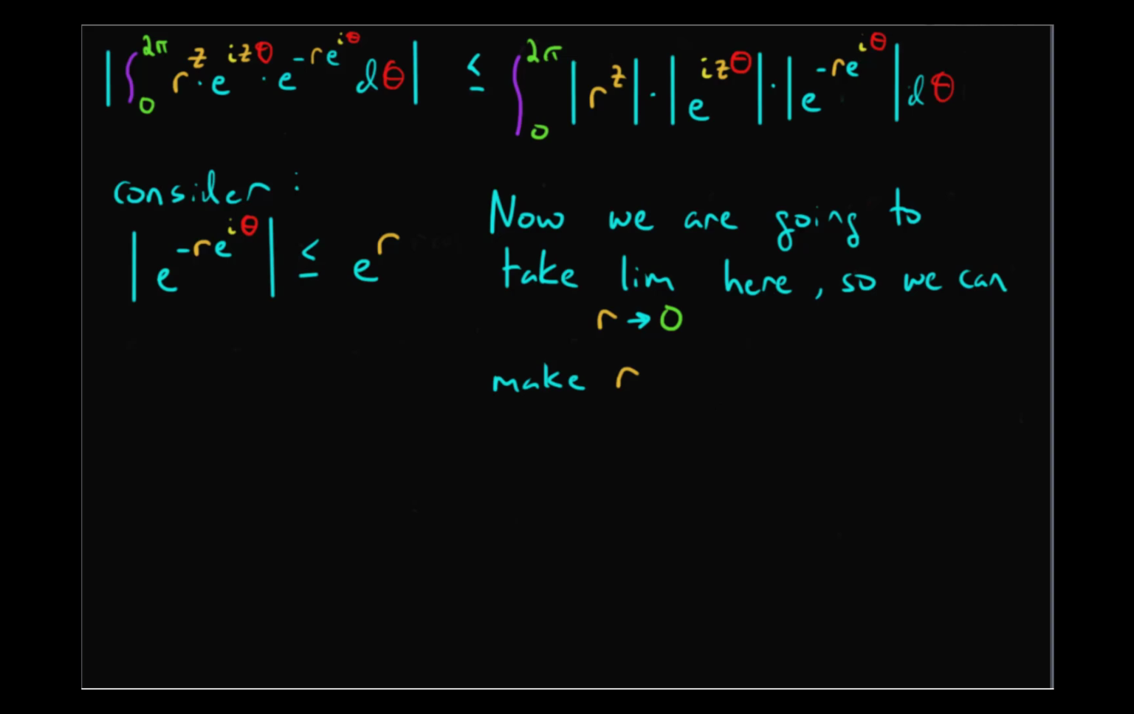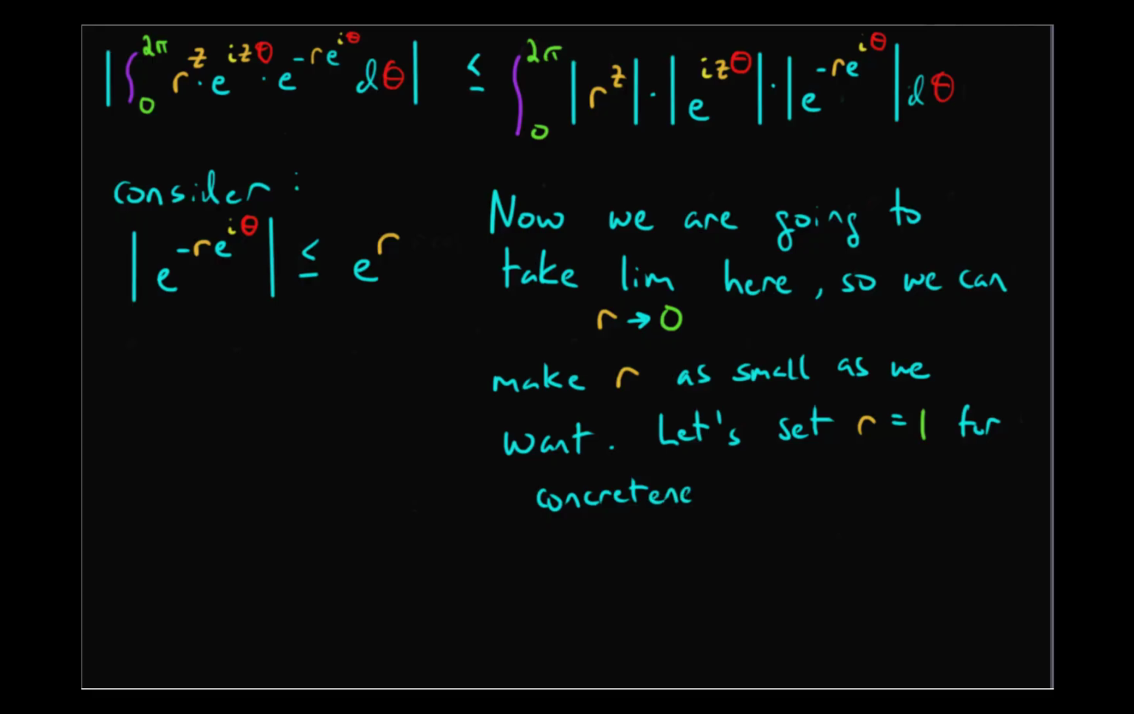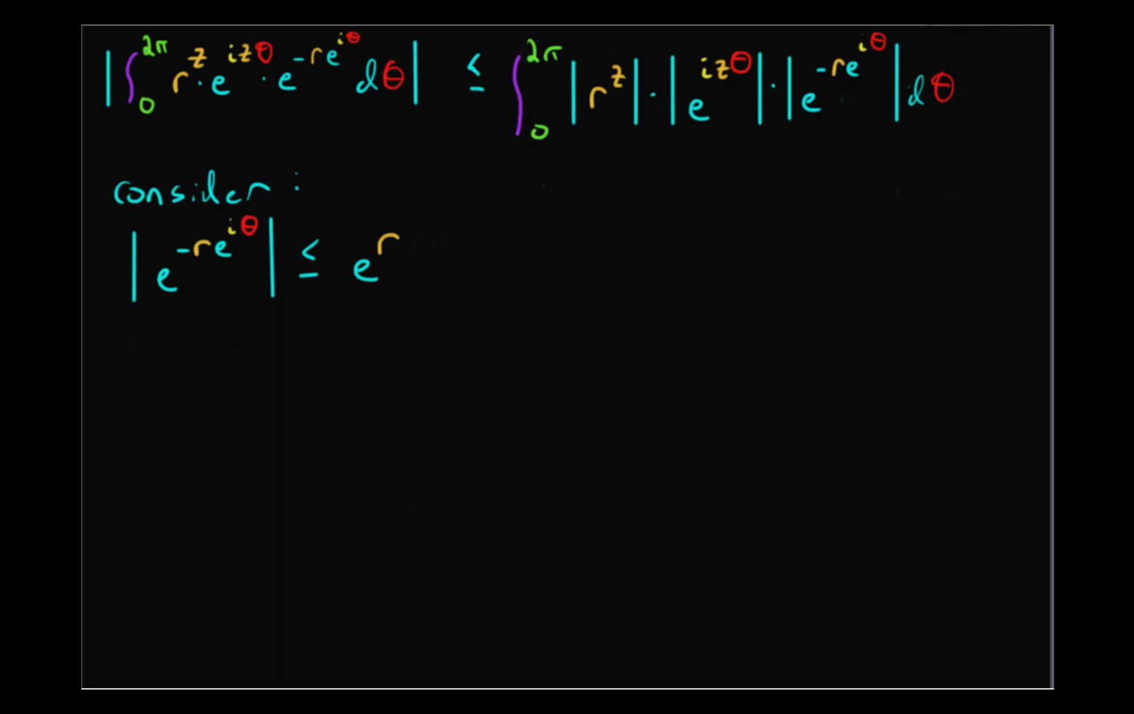Now remember that in this problem we're going to take the limit as r goes to 0. So we can actually make r as small as we want here for this bound. So just for the sake of concreteness, I'm going to set r equal to 1 as the upper boundary for what this radius could equal. And so we're limiting ourselves to consider the possibilities where r is greater than 0 but less than or equal to 1. So then we have for all positive r less than or equal to 1 that the modulus of the expression e to the negative r times e to the I theta must be less than or equal to e to the 1, which of course is just e.